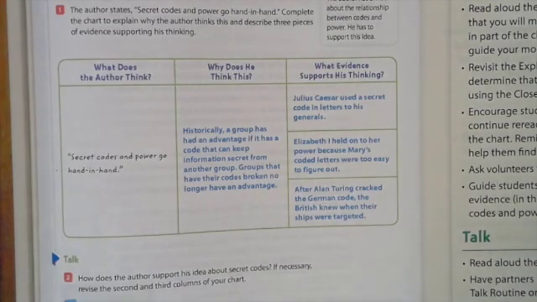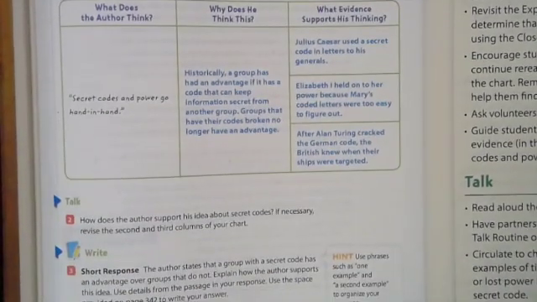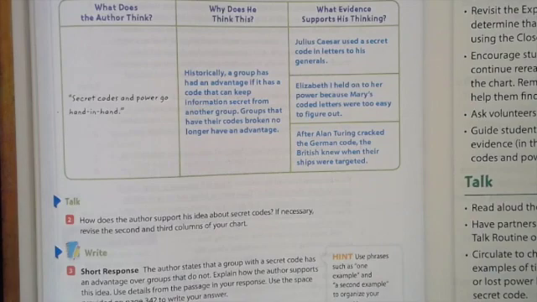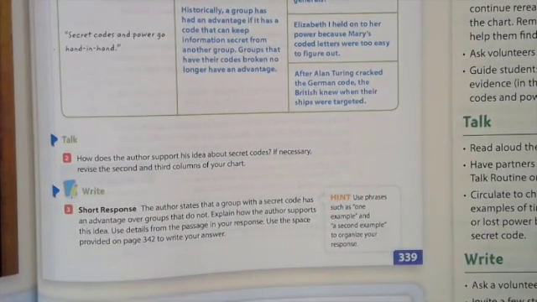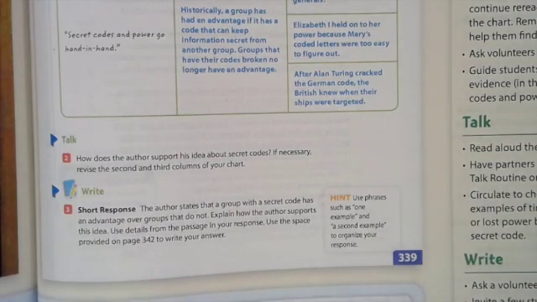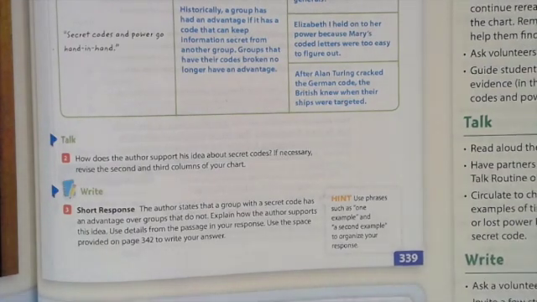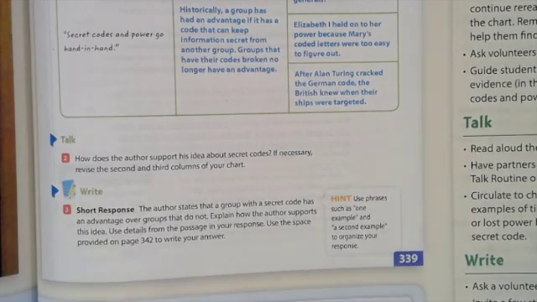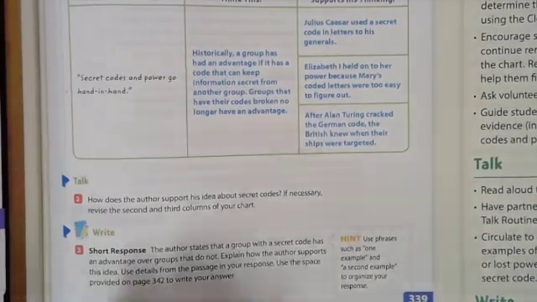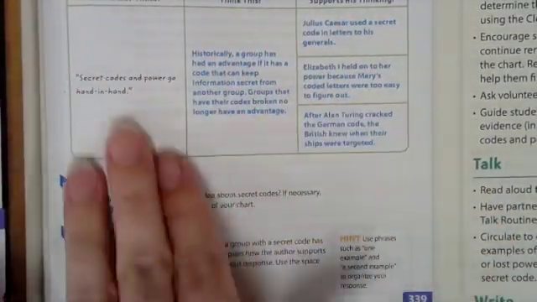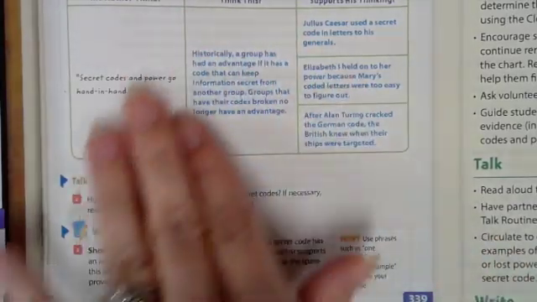The last one on this page is a short response. It says, the author states that a group with a secret code has an advantage over groups that do not. Explain how the author supports this idea. Use details from the passage in your response. Use the space on page 342 to write your answer. We're going to turn to page 342 and see a sample answer. We're basically going to use what is in this diagram right here, in this table, to write our sample answer.